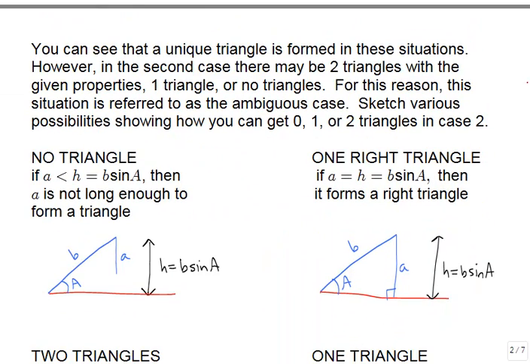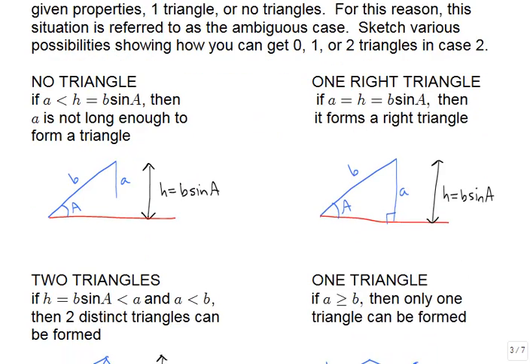You can see that a unique triangle is formed in these situations. However, in the second case, that side-side-angle case, there may be 2 triangles with the given properties, 1 triangle, or possibly no triangles at all. For this reason, this situation is referred to as the ambiguous case. We're going to sketch the different possibilities that can show you how you might end up with 0 triangles, 1 triangle, or 2 triangles for this side-side-angle.